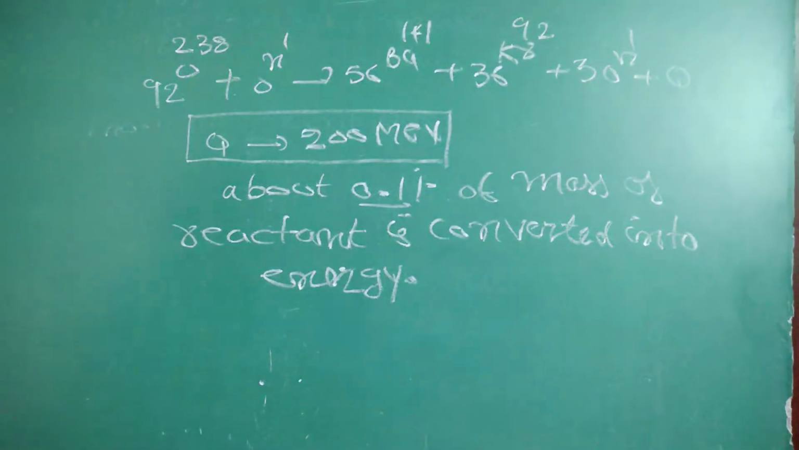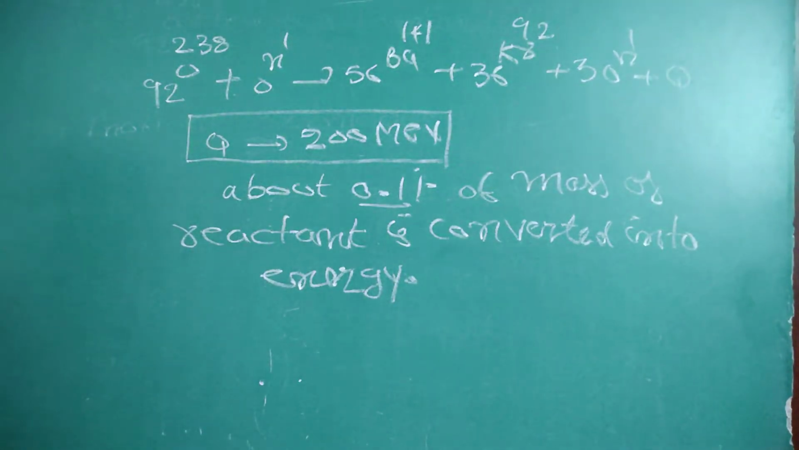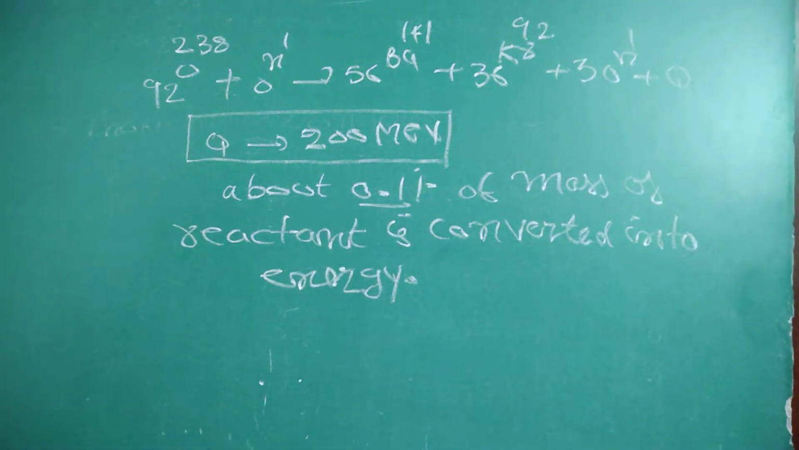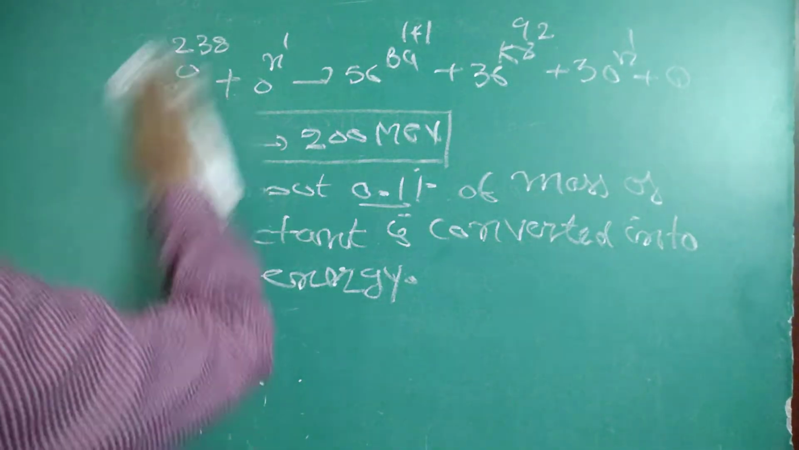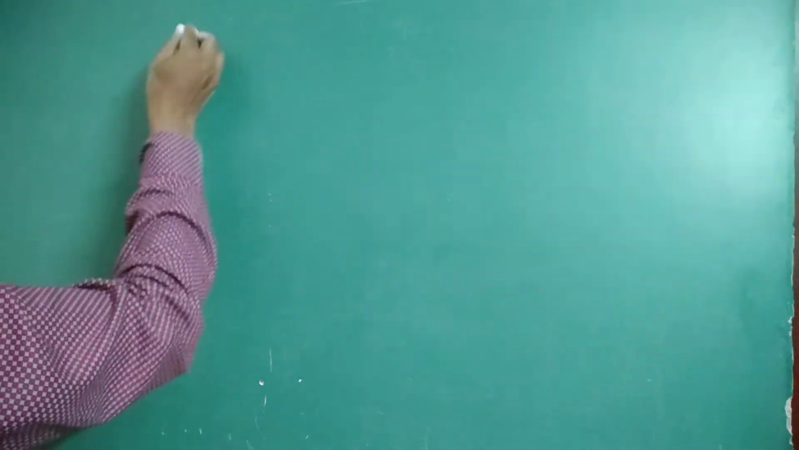That is the description of the important term, the nuclear fission process. Only 0.1% of the mass of the reactant is converted into energy. Next, another point comes under the same topic, that is prompt neutrons.